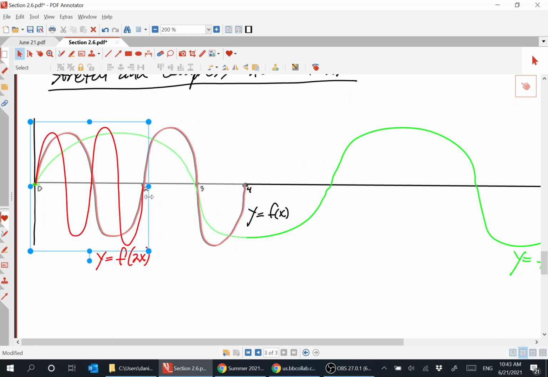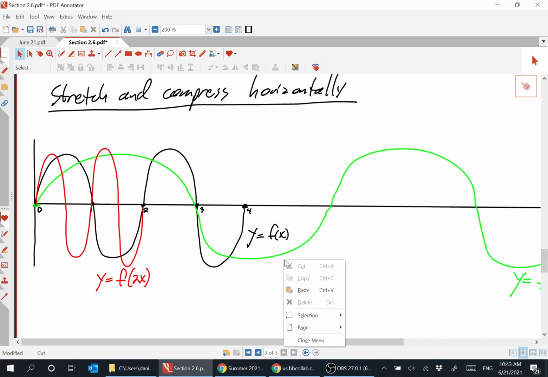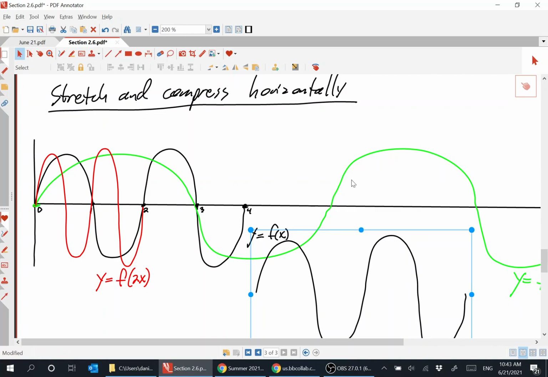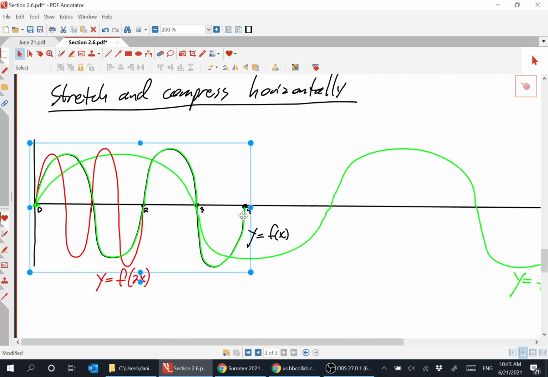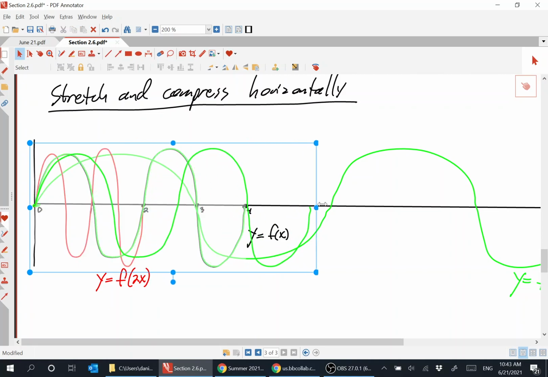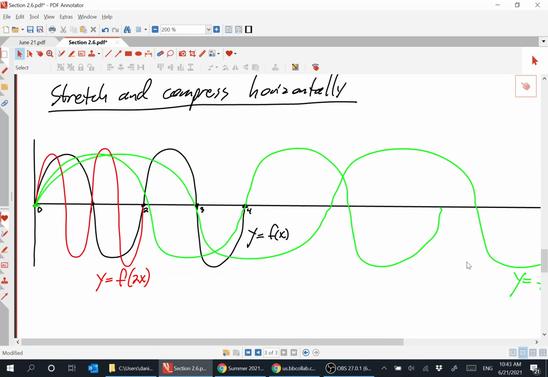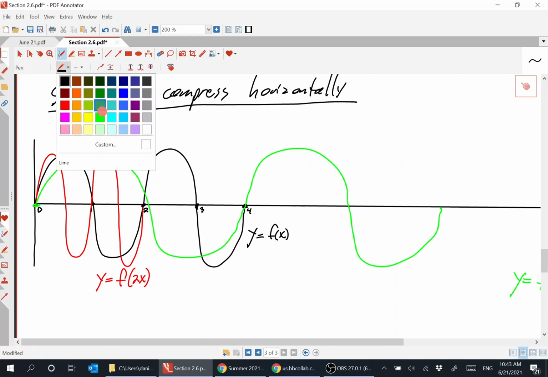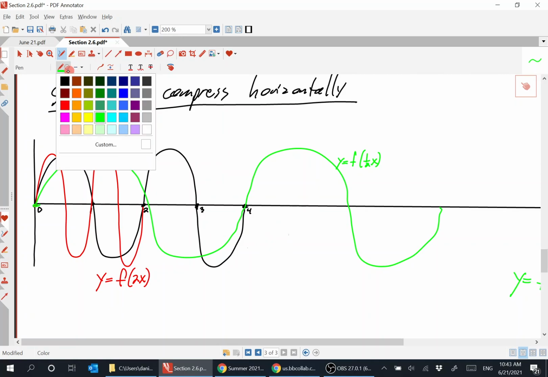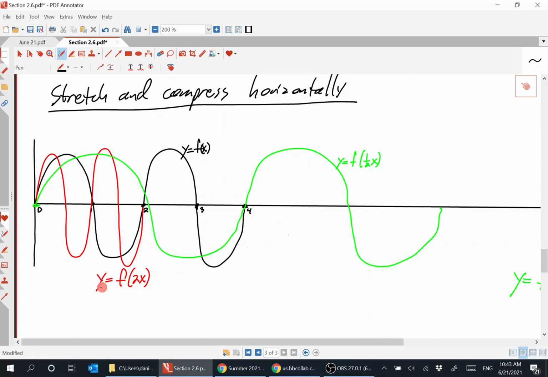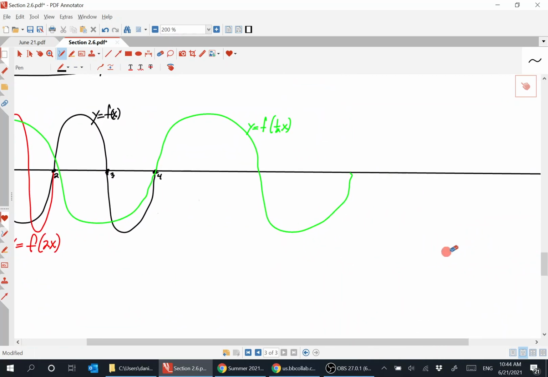So the 4 gets compressed to the 2. So that's f of 2x. And then this one, the green, starting at 0, now the 2 goes out to the 4, so it's just that much. So this one is y equals f of 1/2 x. All right, so the black function is y equals f of x. The red function is y equals f of 2x. And the green one is y equals f of 1/2 x.